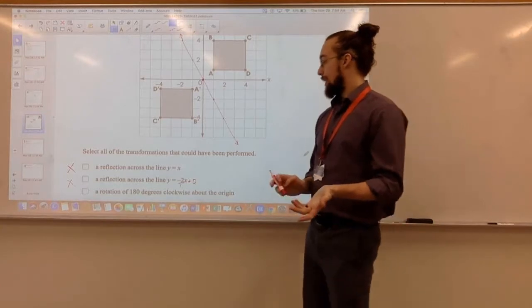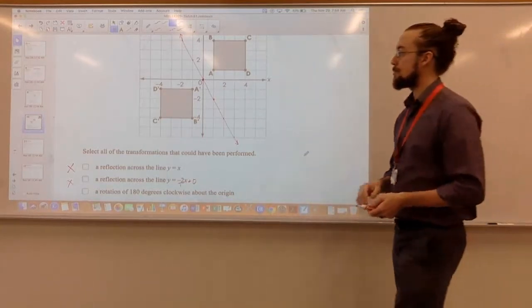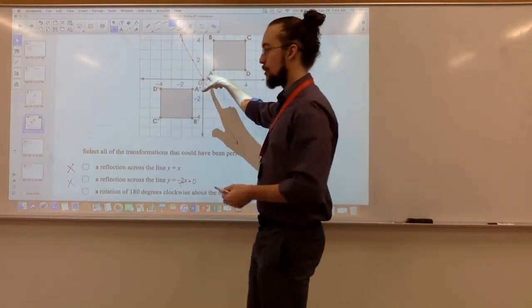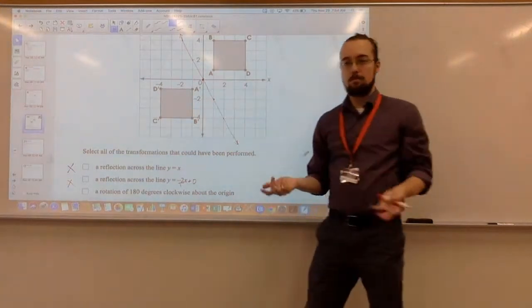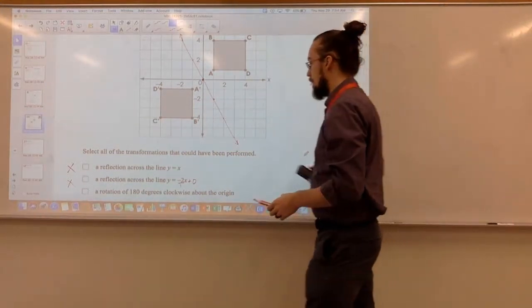A rotation of 180 degrees clockwise about the origin, will that end up in the same spot? If we put our finger right in the middle of the paper and flip half a turn, I think that one works.